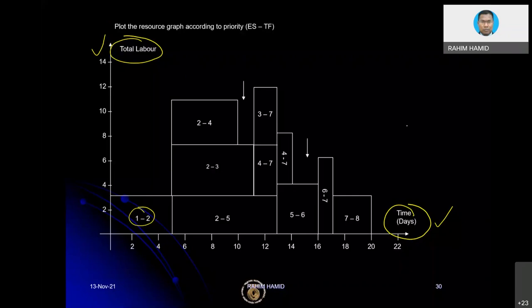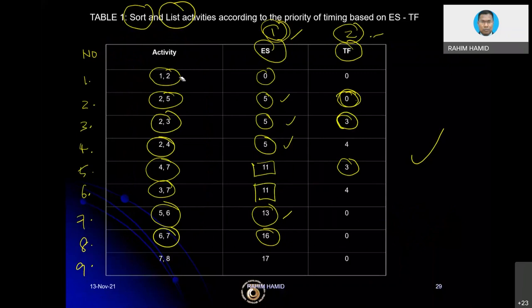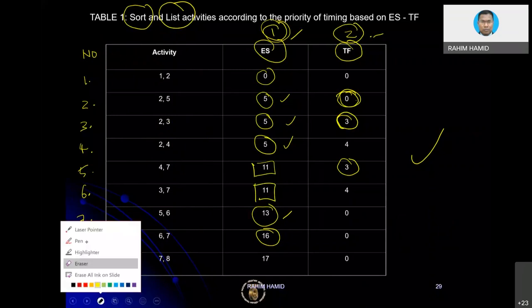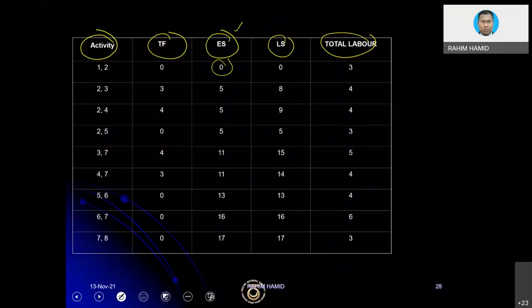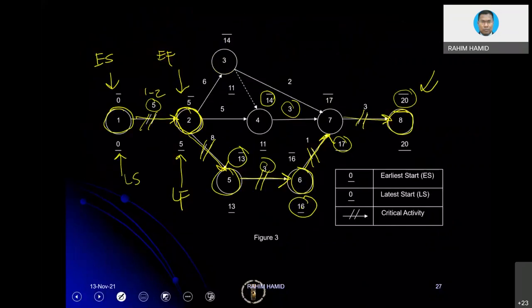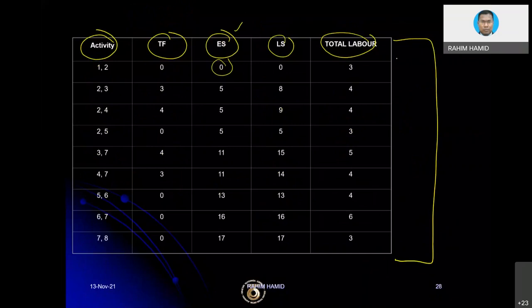Okay, now how to draw this diagram? First things first, we focus on our listing here. Let me erase this. We are going to focus on the listing of the activities, such as activity number 1 and 2 first. Activity 1 and 2 start at day 0. When are activity 1 and 2 going to finish? You need to take a look at the duration. Where is the duration? Oh, the duration is here, 5. So we know that activity number 1 and 2 is basically 5 days.